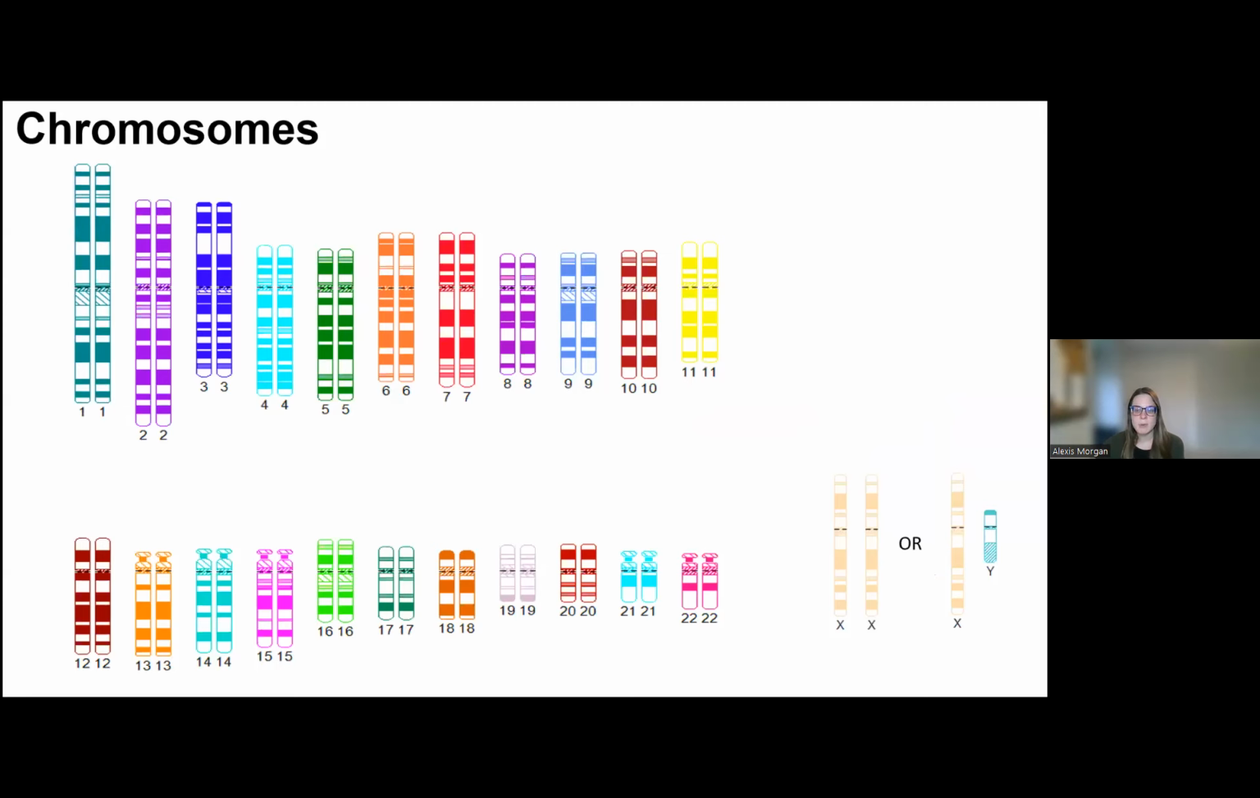Typically, people have 46 chromosomes total. Our chromosomes are numbered from biggest to smallest for the first 22 pairs. The first 22 pairs are called autosomes. Typically, a person gets one copy of each chromosome from each biological parent. The last set of chromosomes are our sex chromosomes. Typically, people either have two X chromosomes or one X and one Y chromosome.